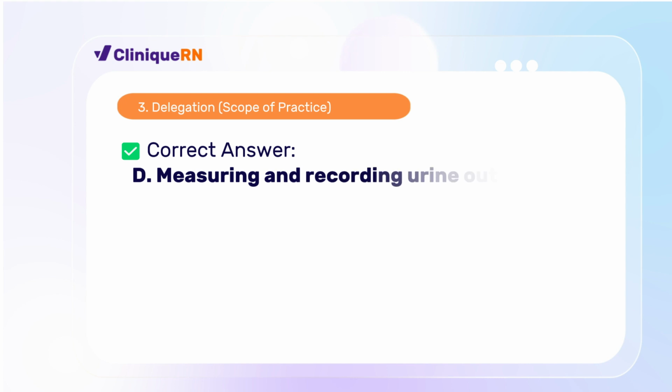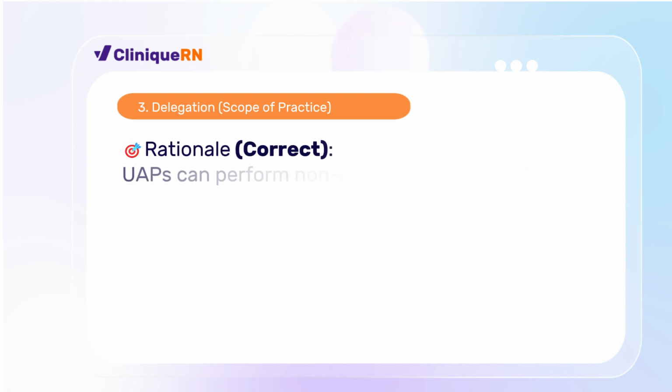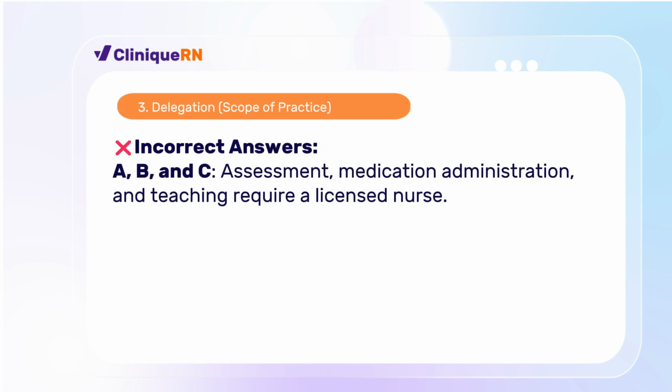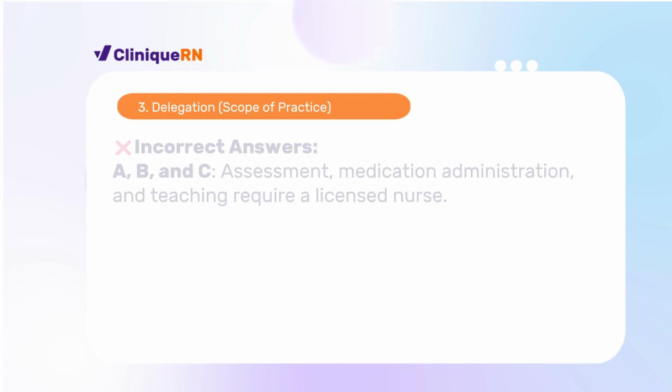Correct answer. D. Measuring and recording urine output. Rationale. Correct. UAPs can perform non-invasive tasks such as measuring and recording output. Incorrect answers. A, B, and C. Assessment, medication administration, and teaching require a licensed nurse.